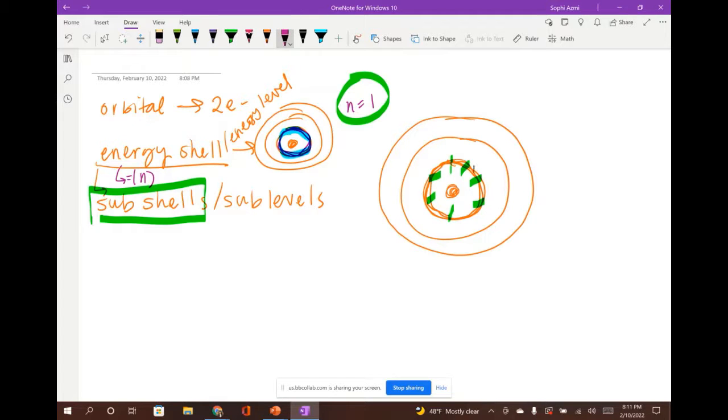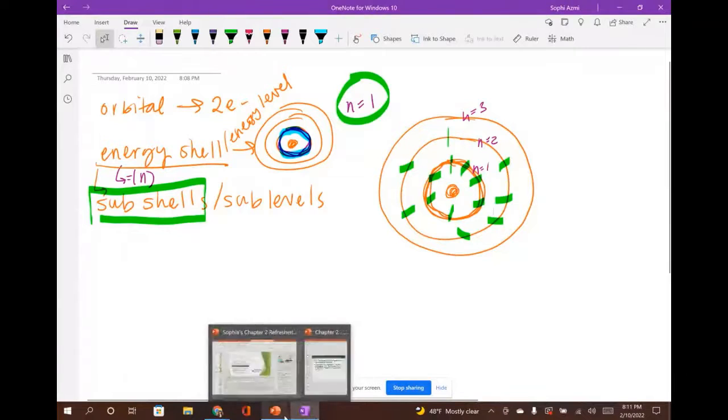Now, if this is N equals 1, this is N equals 2, because that's energy shell 2. This is energy shell 3. If you have one energy shell, then you're going to have a bunch of subshells within that, and another bunch of subshells within here. These are not electrons. I'm just trying to tell you that there are levels within one shell. Does that make sense so far? It's an abstract drawing, and it's not correct in a strict scientific sense. I'm trying to show it abstractly so you can understand it in layman's terms.